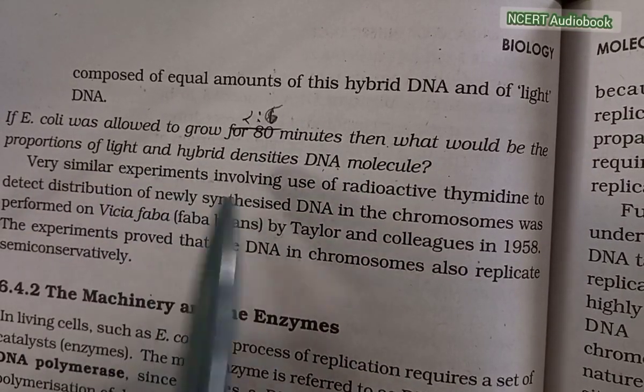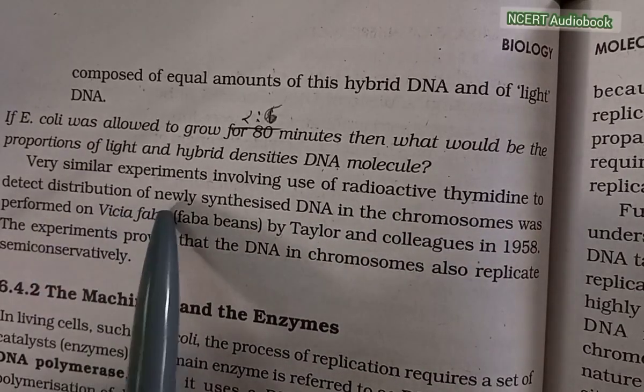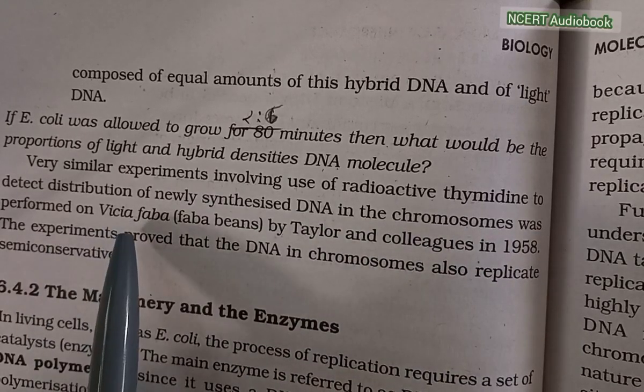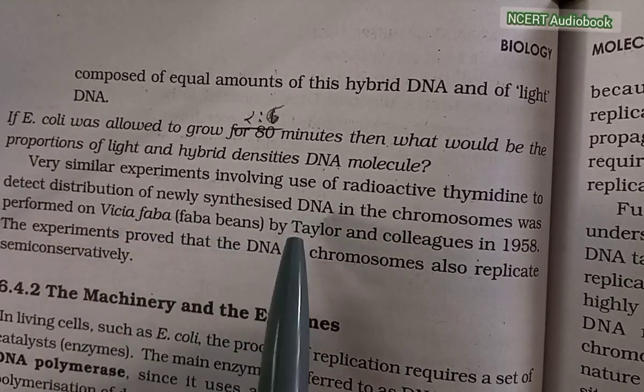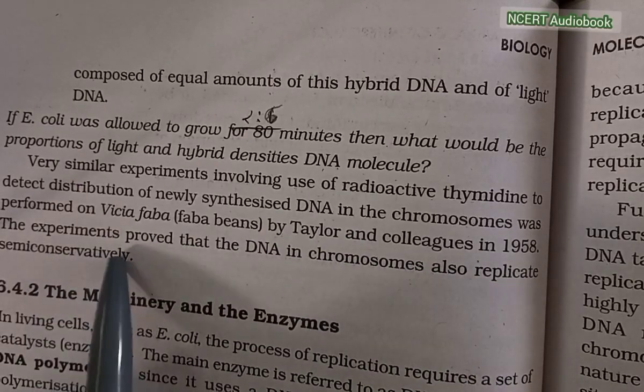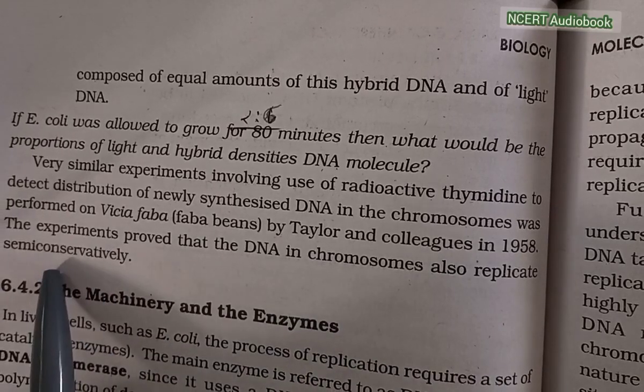A very similar experiment involving the use of radioactive thymidine to detect the distribution of newly synthesized DNA in the chromosomes was performed on Vicia faba by Taylor and colleagues in 1958. The experiment proved that the DNA in chromosomes also replicates semi-conservatively.